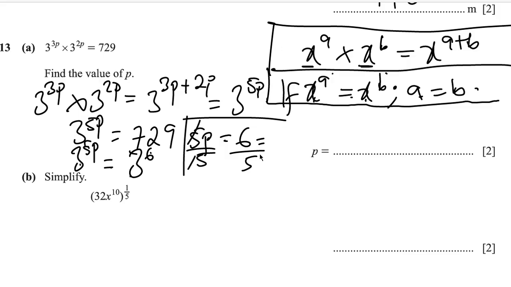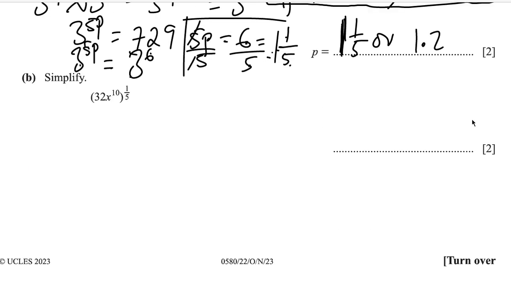The closest whole number is 1. 5 times 1 is 5. 5 times 2 is 10. So that has passed 6. So 5 times 1 is 5. We need an extra 1 to make it 6. And then divide it by 5. So that's 1 whole 1 over 5. So p is equal to 1 whole 1 over 5 or 1.2. Any of those. That's when we convert to decimal.